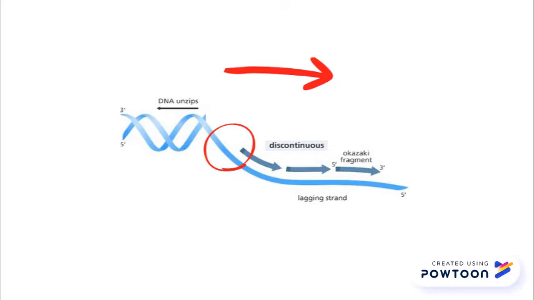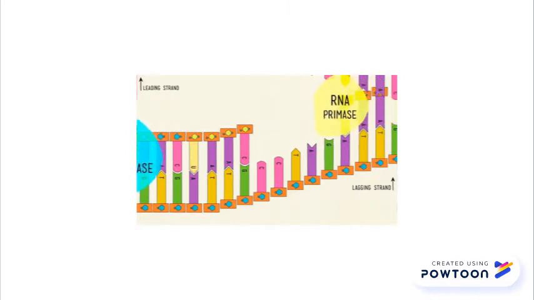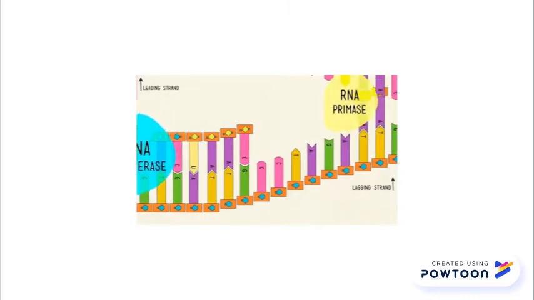In order to solve this problem, the enzyme RNA primase attaches pieces of RNA nucleotides downstream, which provides a primer for polymerase III to attach, which then reads and synthesizes a new strand.